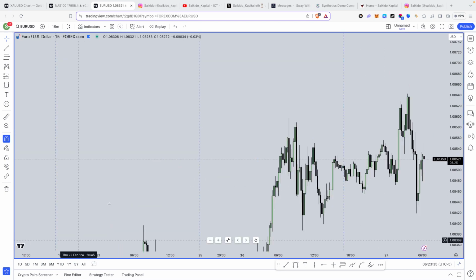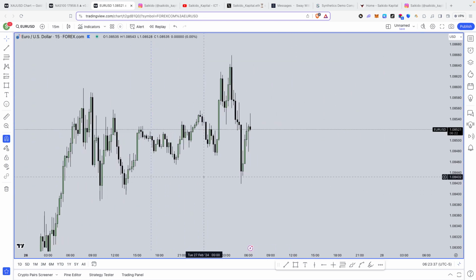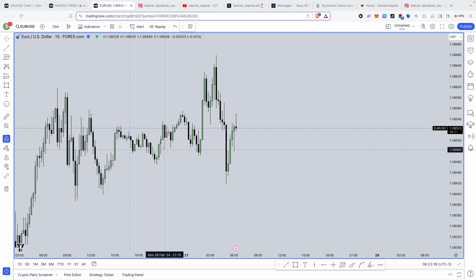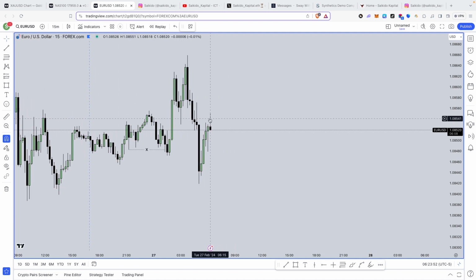Let me just put this here, zoom it in. So we took sell side liquidity somewhere here, and then during the kill zone, we just displaced higher above the swing high, and we didn't wick below it. So I knew that on retracement, at least we must come for this high.